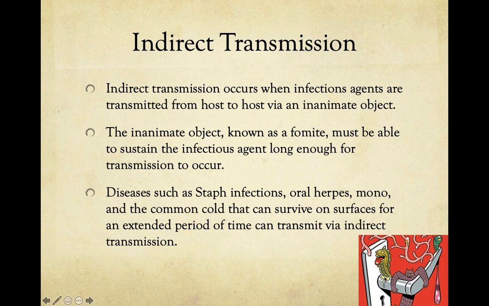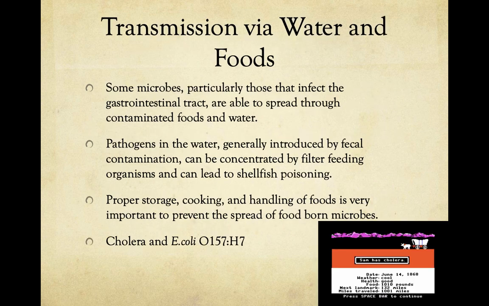Lots and lots of stuff can survive on surfaces for a really long time. It doesn't need moisture, doesn't need bodily fluids to keep itself wet. So they can survive in the environment for a really long period of time, and you come along and touch the doorknob. It's been hours, days, weeks since another person was there, and you can still become infected that way. So that's indirect transmission.